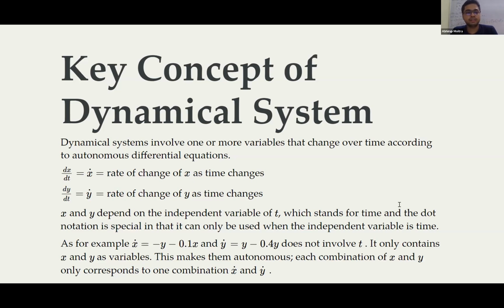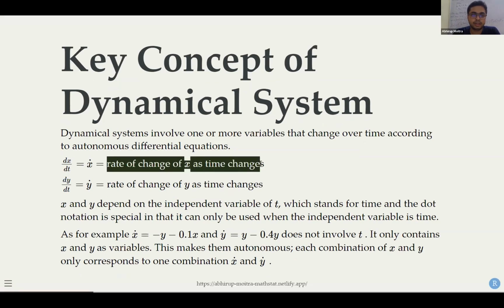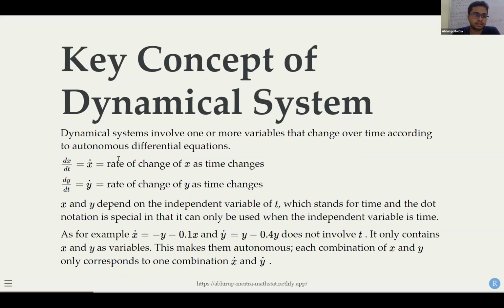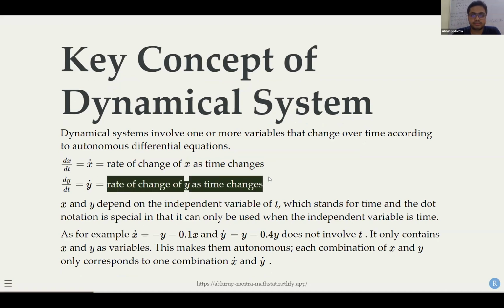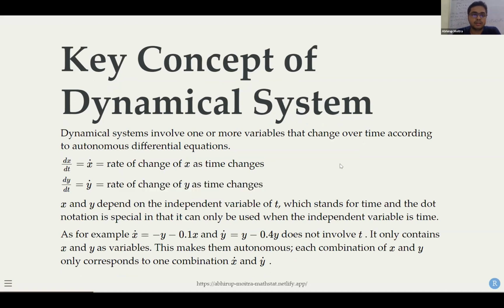What do you mean by x dot here? This is nothing but the rate of change of x as time changes, the dx/dt part. Similarly, y dot, dy/dt, is the rate of change of y as time changes, right?